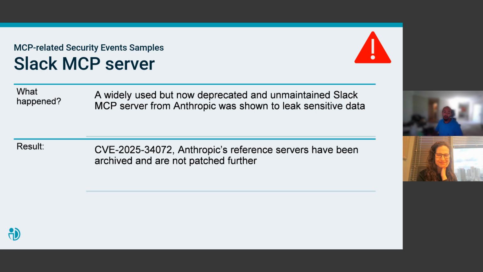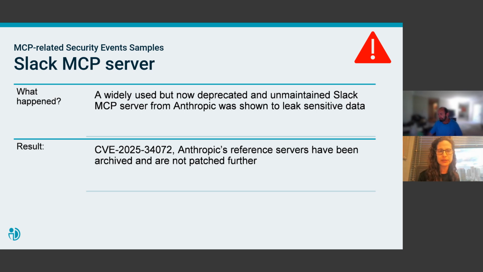Okay, so what was the result? There is a CVE, and Anthropic just decided, okay, we are not going to use it, we are going to archive it, okay? Yeah, so Anthropic decided to deprecate the MCP server for Slack they released. There's a CVE. And again, it just shows the risks associated with running too fast without sufficient controls in place for MCP implementation.